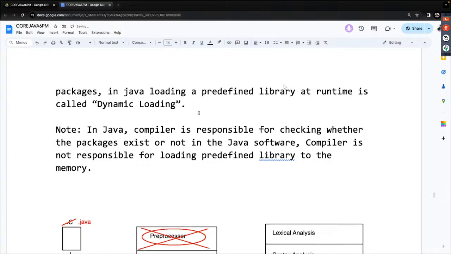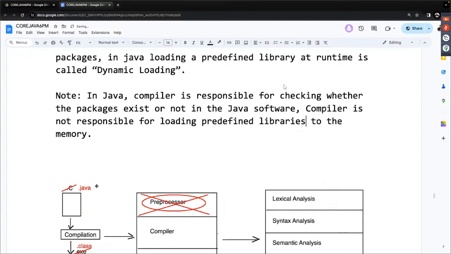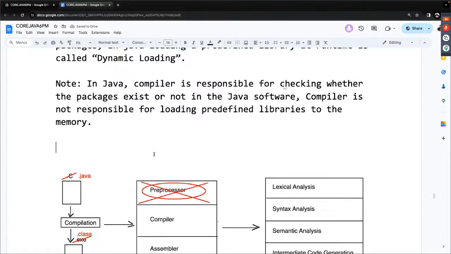But in the case of C and C++, the preprocessor is responsible for loading. In the case of Java, JVM is responsible for loading, but not the compiler. The compiler's responsibility is checking that libraries are available or not. That's it. If the compiler confirms that the libraries exist inside the Java software, then JVM will load them and execute them as per its requirement. That's it. Next one is the conclusion. I'm giving the conclusion here.